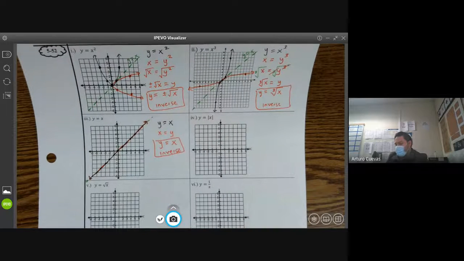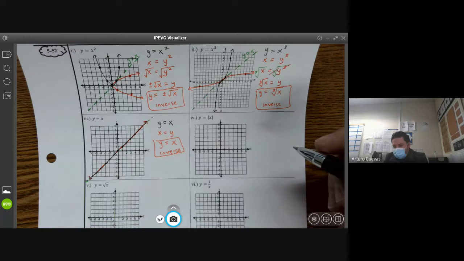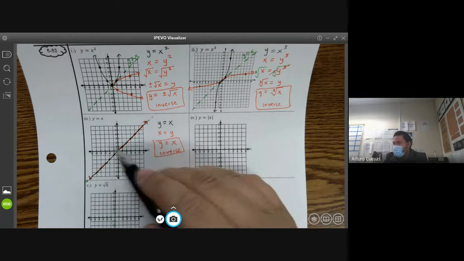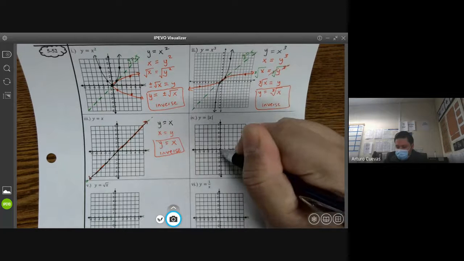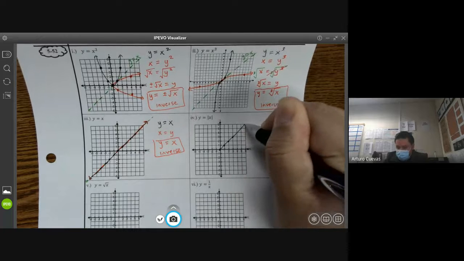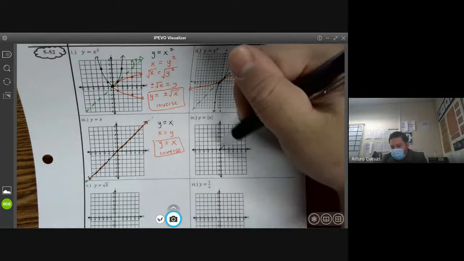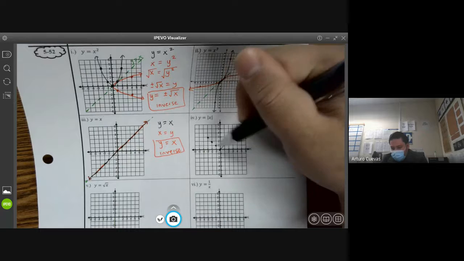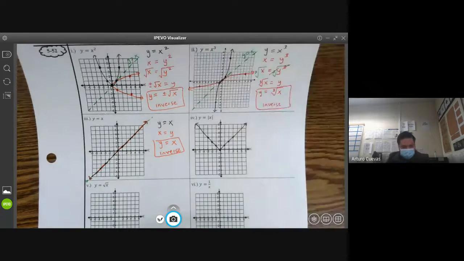Okay. Absolute value of x. What does that look like? It's not exactly the same though. It's V-shaped. So we're going to go 0, 0, 1, 1, 2, 2, like that. But instead of going down, what happens? Like this, right? Negative 1, 1, negative 2, 2, negative 3, 3, etc. This is the parent absolute value.